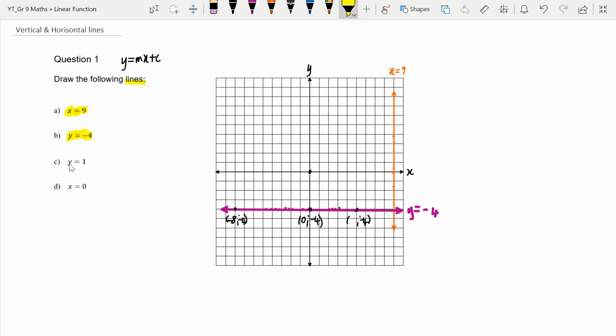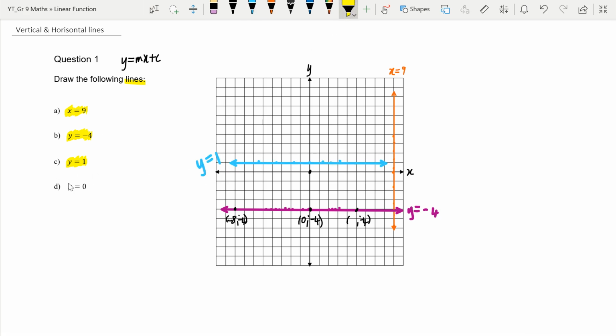So if we look at y is equal to 1, we just go to where y is equal to 1. y is equal to 1 there, but y is also equal to 1 there, and everywhere there. So it's going to form a line. There is our horizontal line. That is a gradient of 0. There's no inclination. So that would be the line y is equal to 1.